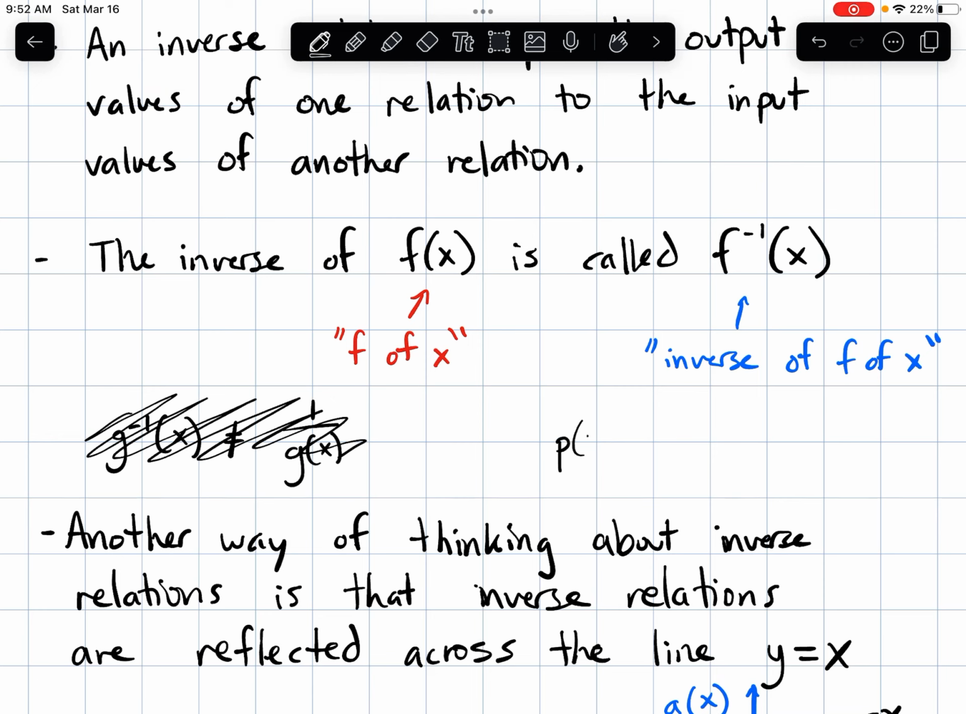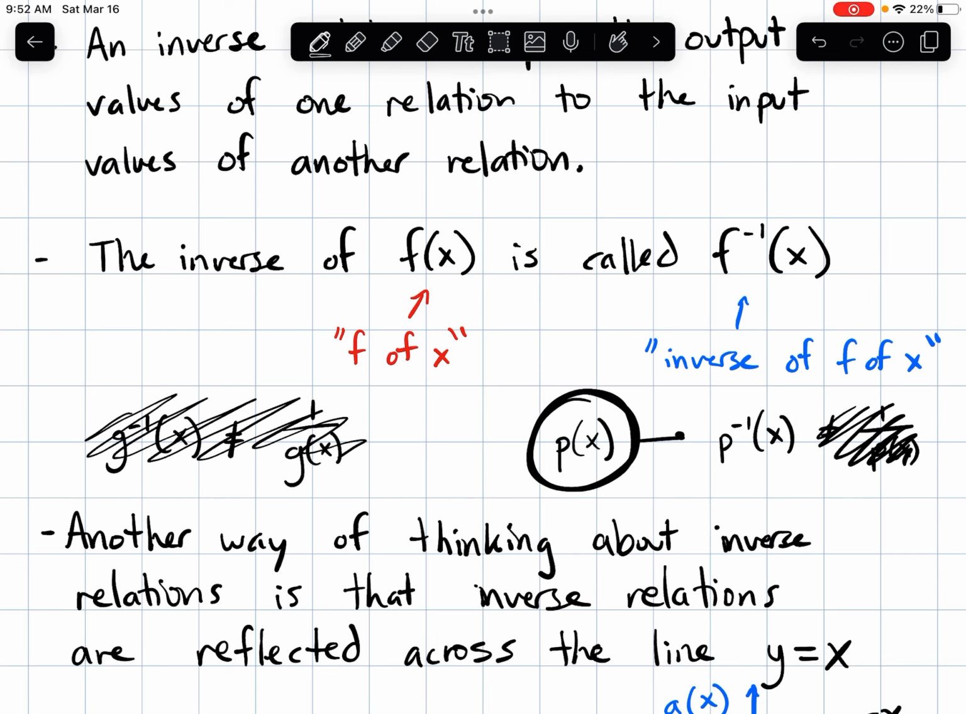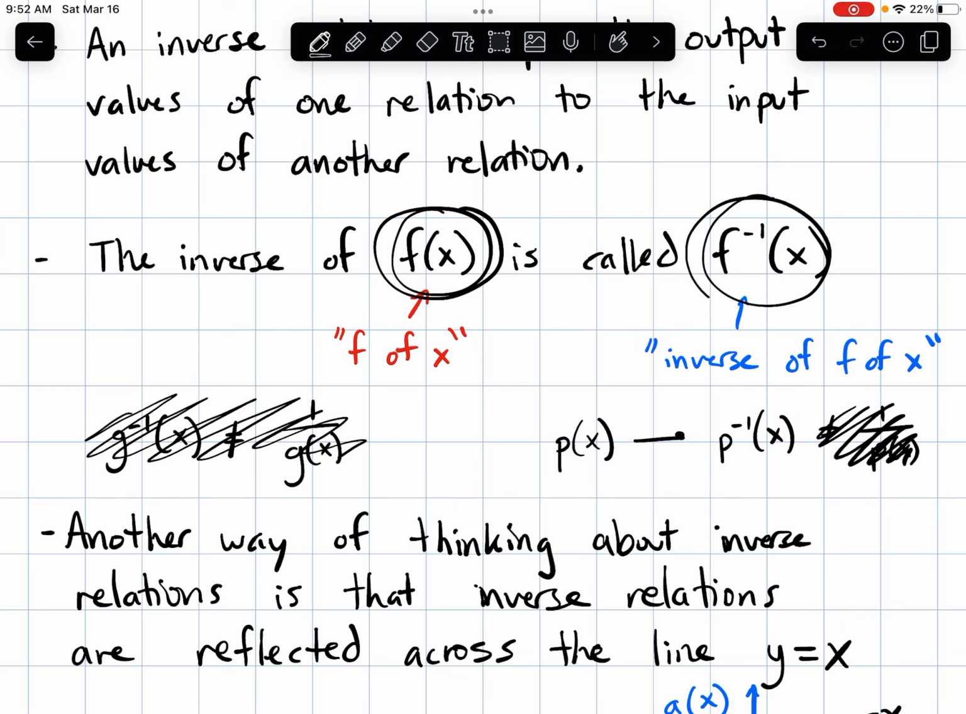So again, even if I had p of x, the inverse would be the inverse of p of x, and that is not the same thing as 1 over p of x, okay? So don't do the 1 over p of x. All you have to know is that this is your function p of x, and the inverse is called the inverse of p of x, using that exponent of -1, all right? So that's what we use. Again, function is called f of x, inverse is just like this here with that -1 exponent.